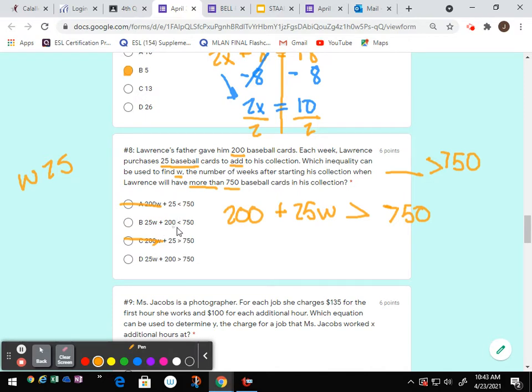B says 25 per week plus 200 will be less than 750. But we want to know when it is more than 750. So B is not our correct answer because it has a less than symbol. Okay, we want a greater than symbol, which is answer choice D. Okay, D is our correct answer for number 8.